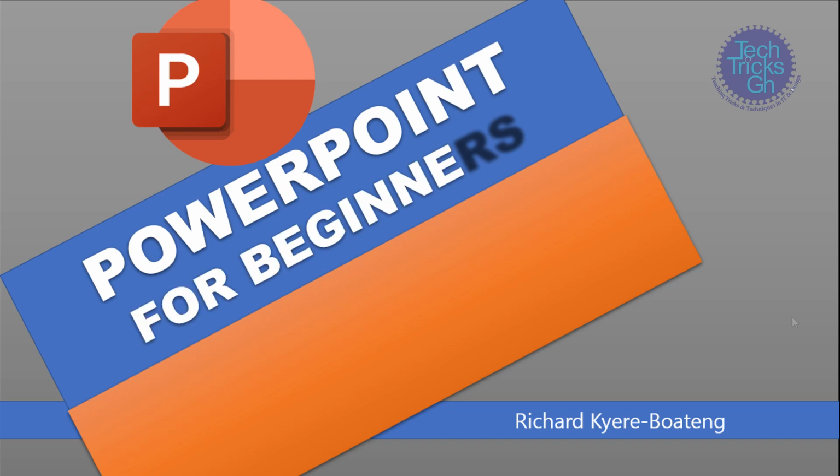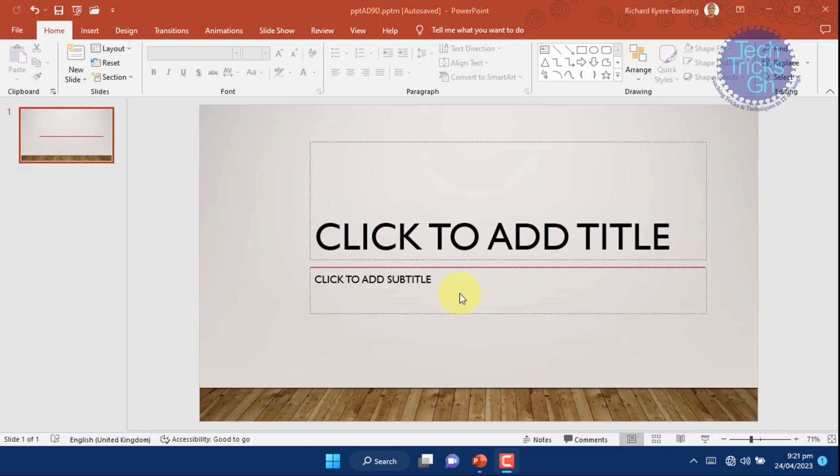PowerPoint for Beginners Part 4, the slide group. The slide group is next to the clipboard group. It has several commands. Let's look at the slide group commands. It has the new slide, the layouts, the reset, and the selection commands.